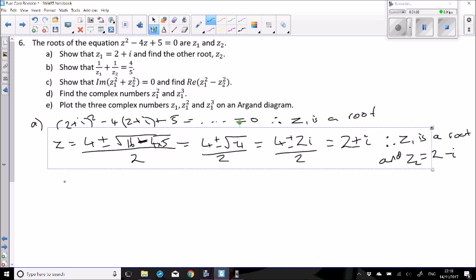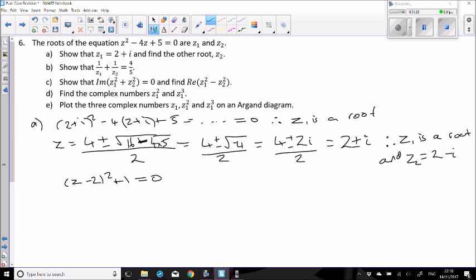Or complete the square, it's the other option. z minus 2 squared equals 0, and get to the roots that way. So any of those options would be fine.